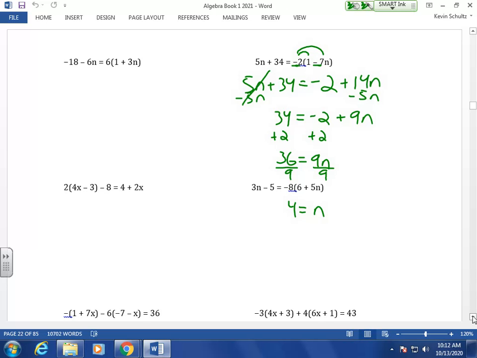Going back to check that, we're going to substitute 4 for n. So we get 5 times 4 plus 34 equals negative 2 times 1 minus 7 times 4. Okay, you can type each side of the equation into your calculator very easily. It doesn't take long. You can use a calculator on this test. But 20 plus 34 is 54. That's what we get on the left. This one, 1 minus 28, remember to multiply first, right? 1 minus 28 is a negative 27. We multiply what's in our parentheses, negative 27 by negative 2. Negative 27 times negative 2 is also positive 54. So it checks out. The equation is balanced.